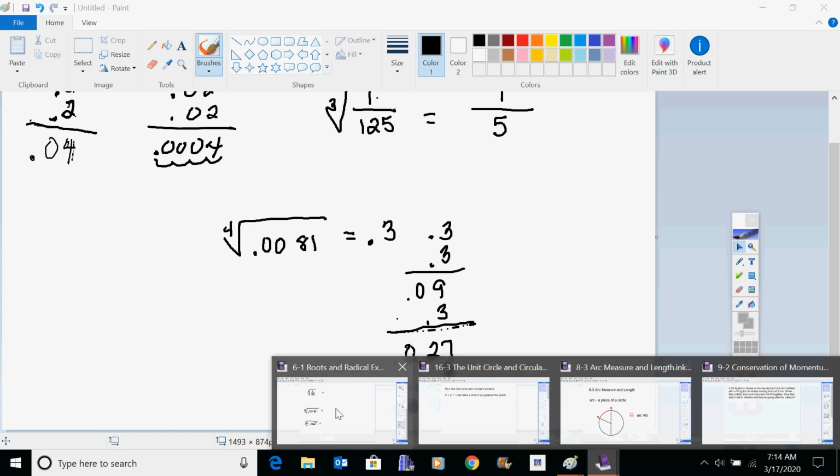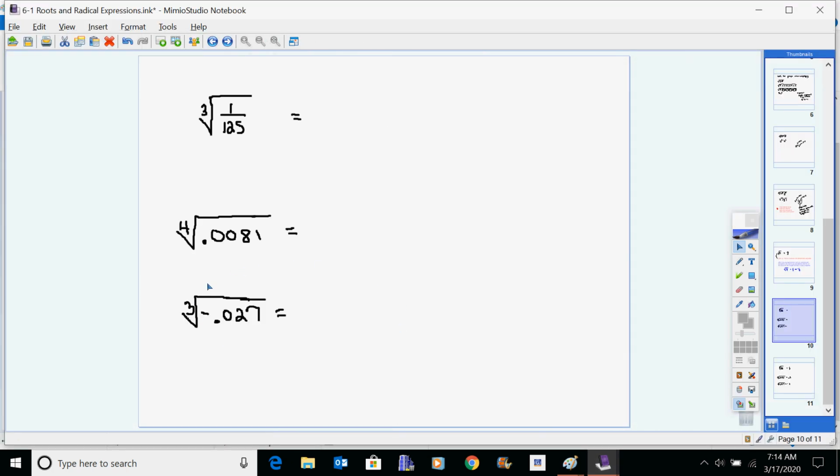So I want you to think for just a quick minute and think what number would give you the answer for the cube root of negative 0.027. So let's pause for a second, and you pause and go ahead and figure that out. All right, now hopefully you got negative 0.3.